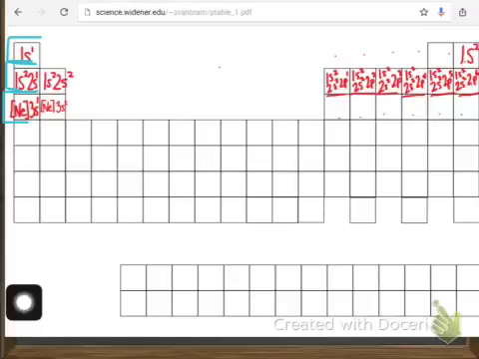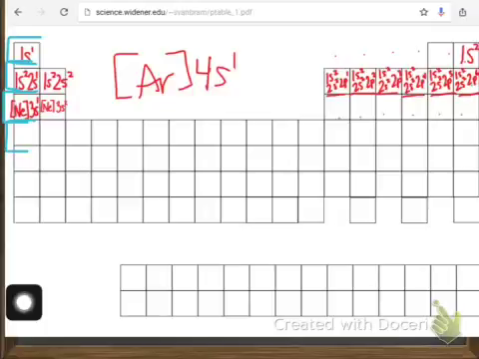Go ahead and write the electron configuration for potassium. If what you're seeing is a pattern, what would you expect potassium's configuration to end with? 4s1. So it would be the noble gas, and what's the noble gas behind potassium? Argon, 4s1. Could it really be that easy?